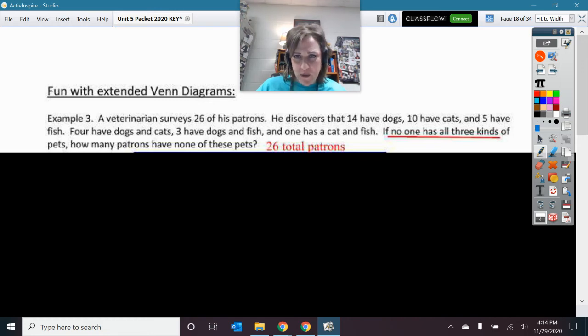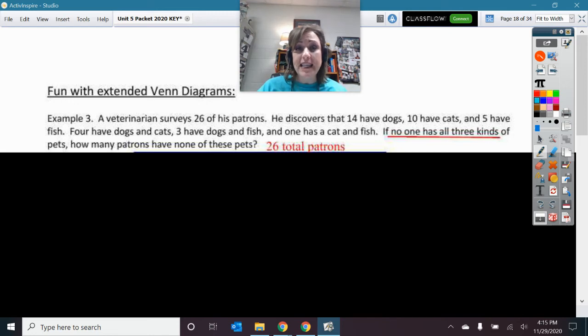Well, here is a situation where we have 3 items. Here we have 26 patrons going to the vet. 14 have dogs, 10 have cats, and 5 have fish. I've gone ahead and laid out the circles for you so that you have them in the same place, so that it'll be easy to check whenever we get to doing that.